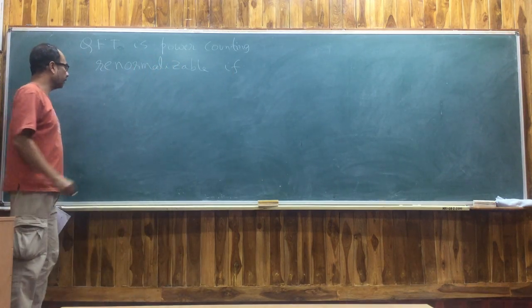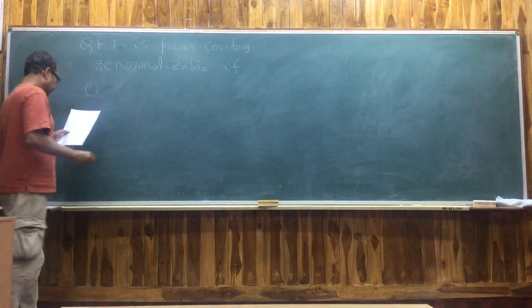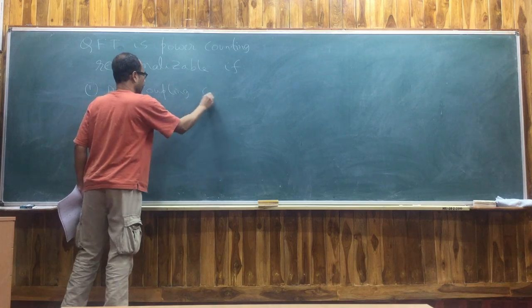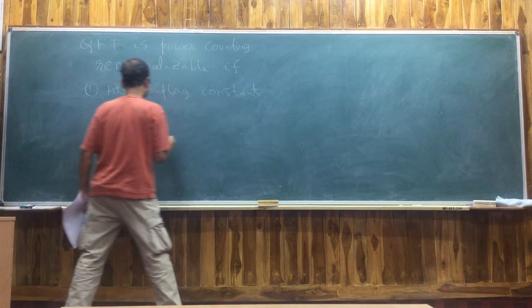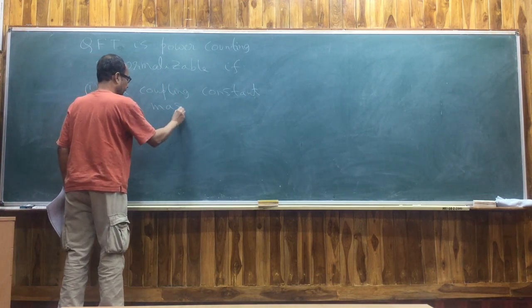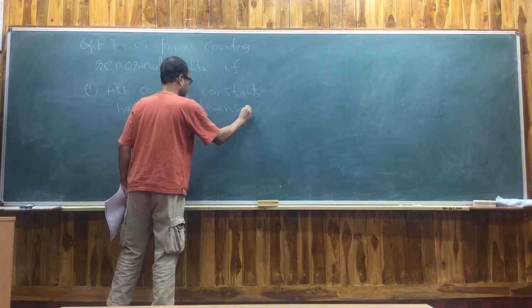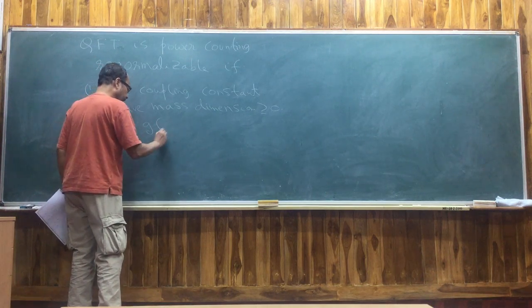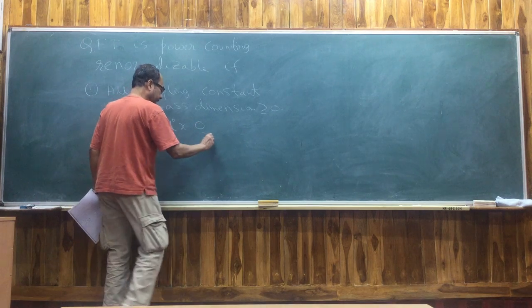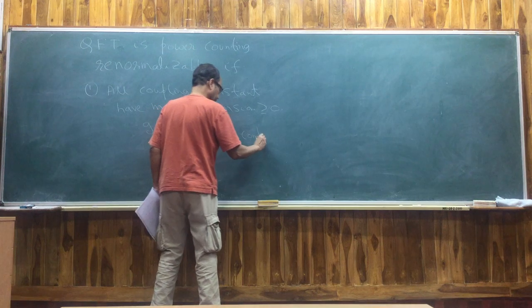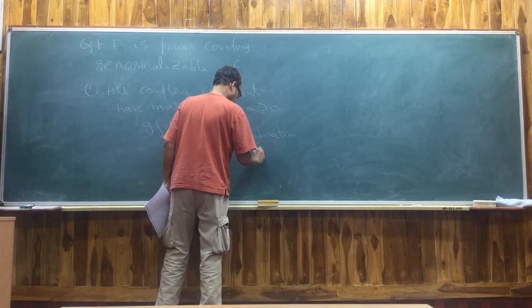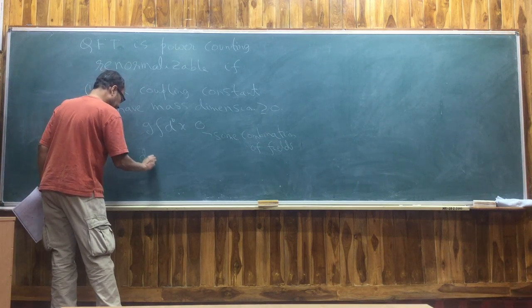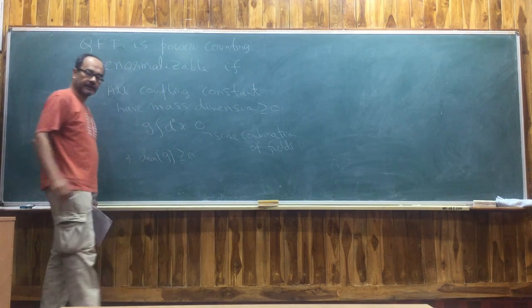The following two conditions hold. The first condition is that all coupling constants have non-negative mass dimension. This means that if the action has a term of the following form, dx times some O, where O is some combination of fields, then dimension G should be positive or zero.